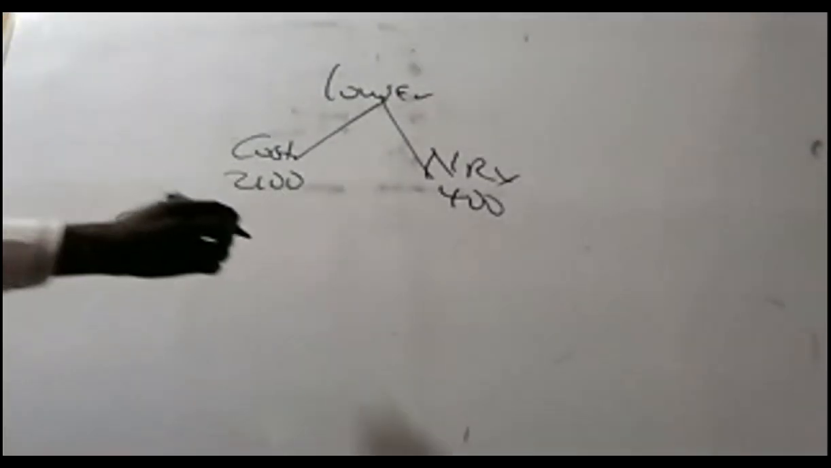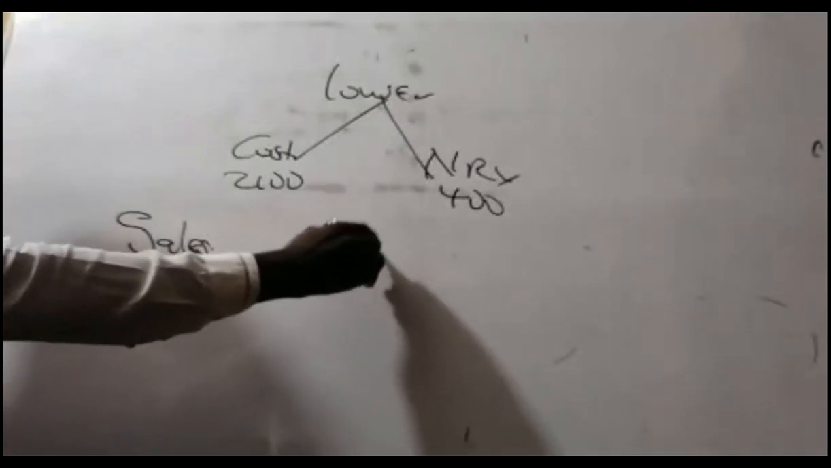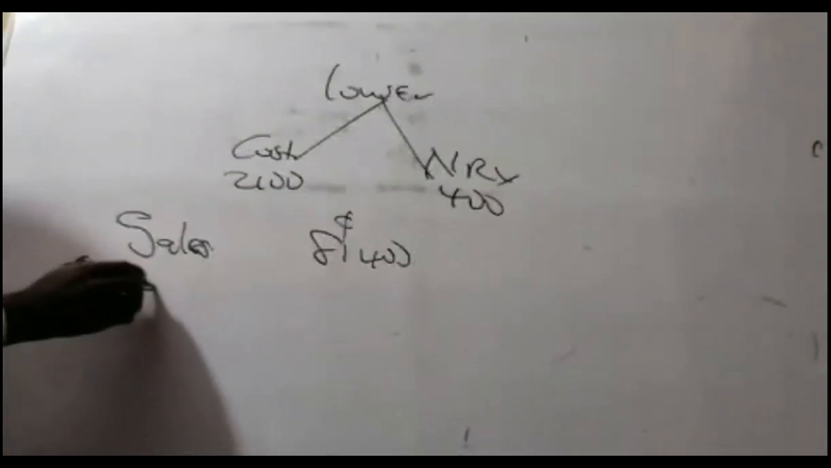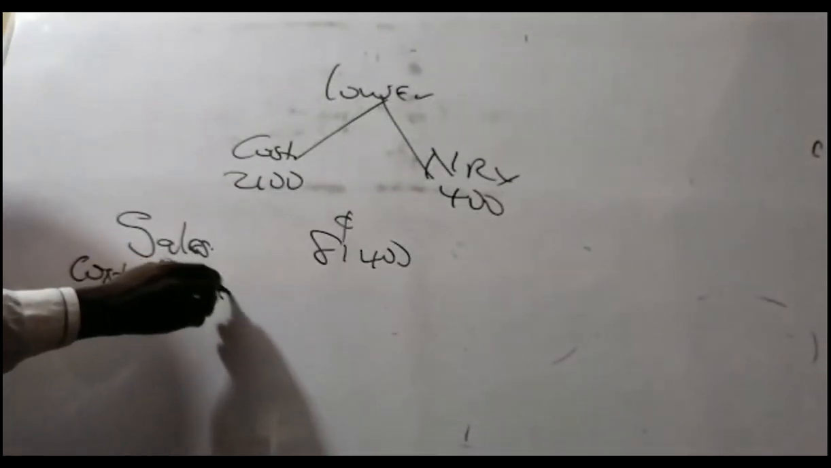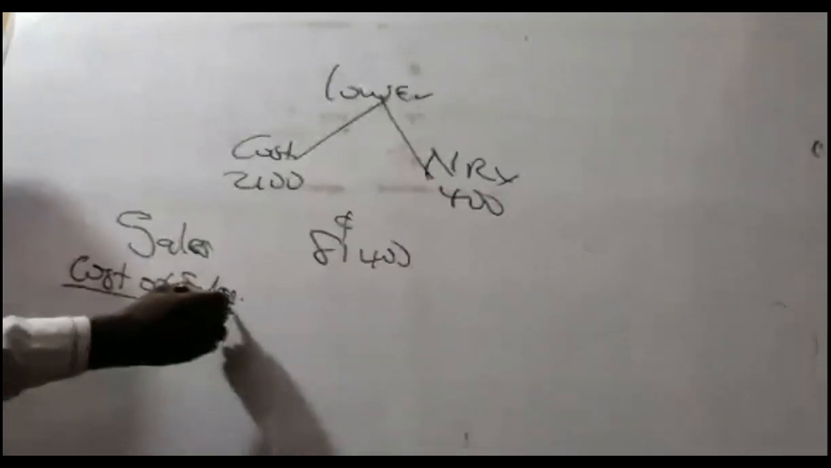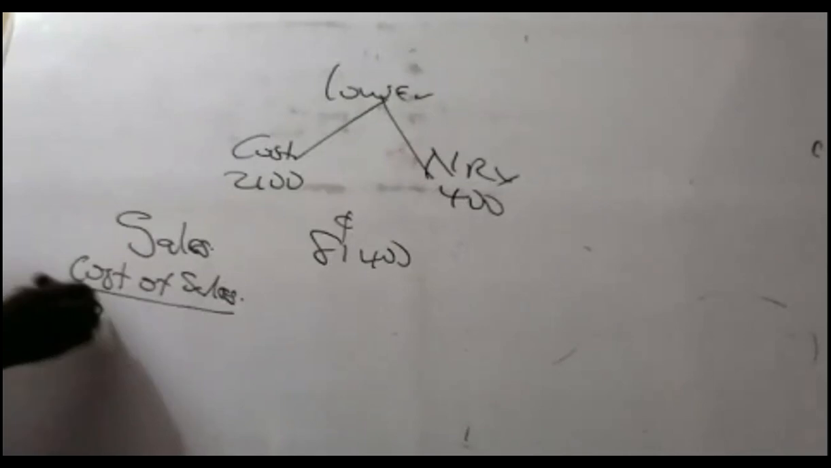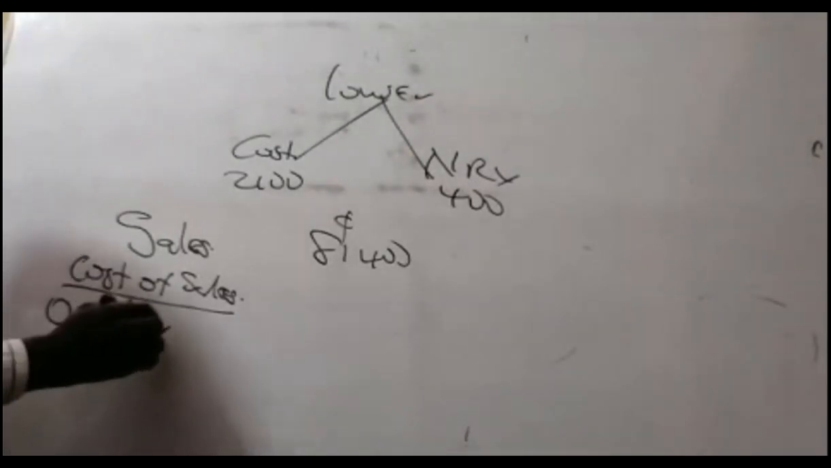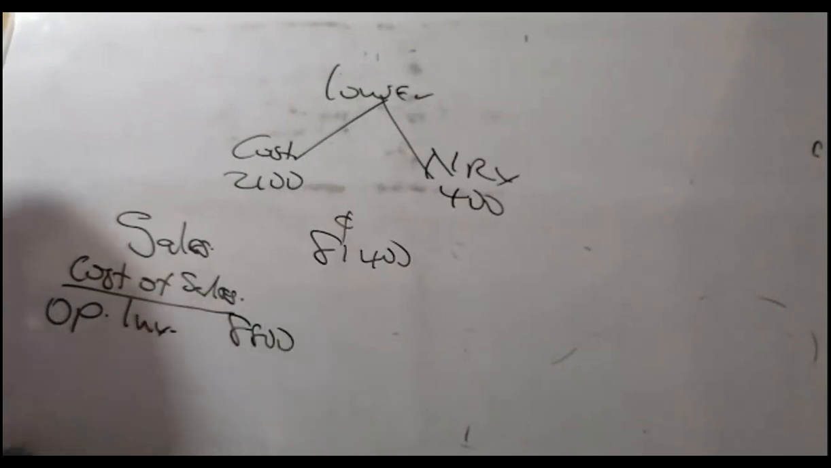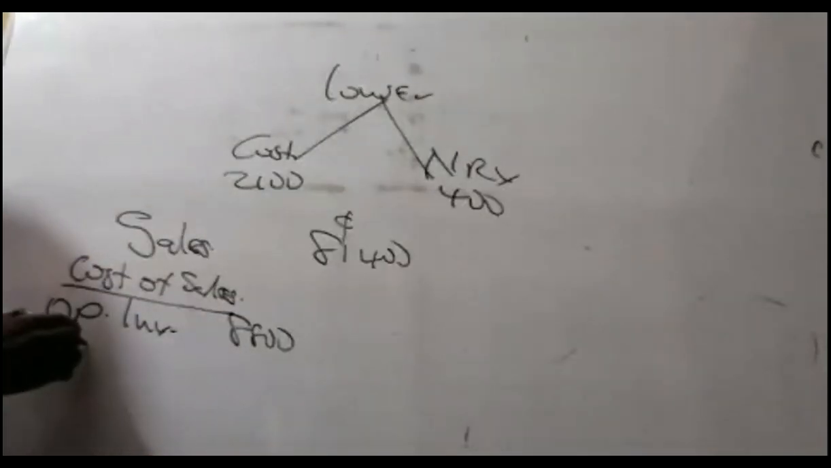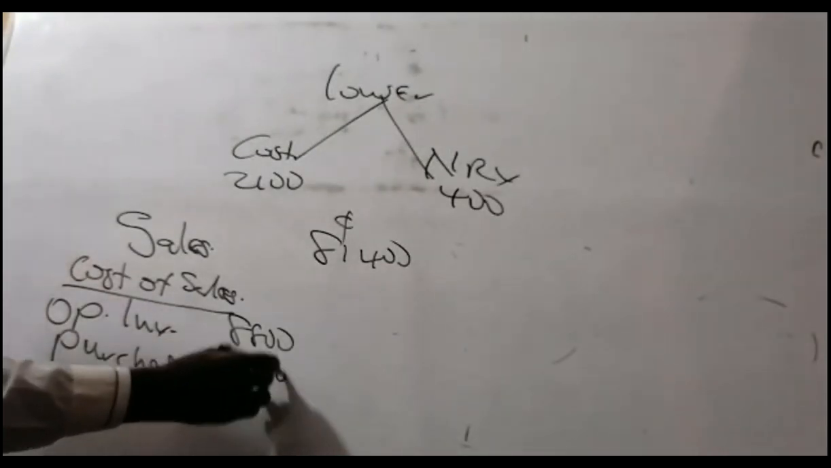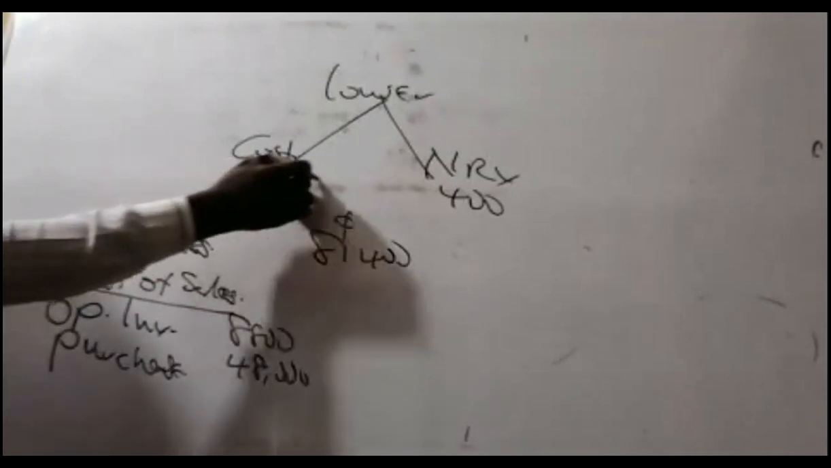So sales revenue, 81,400. Then you say cost of sales. We believe strongly that the opening inventory is an expense, so it must be added to cost of sales. The opening inventory was 8,800. And then purchases, items bought during the year, 48,000. Just that out of this, there was 2,000 left over. The closing inventory was 2,000.